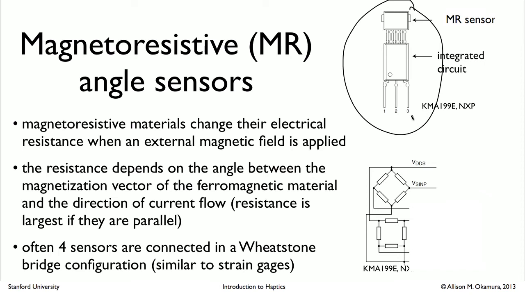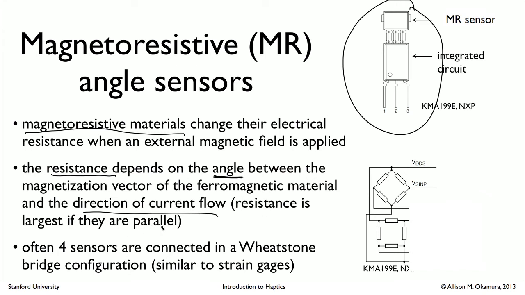So how does this MR sensor work? Well, the sensor uses a special magnetoresistive material, and it's a material which changes its electrical resistance when an external magnetic field is applied. And because you have a magnet which is attached to the end of your motor, and that magnet rotates when your motor rotates, this sensor can measure that rotation because there's a changing magnetic field as the motor rotates. So in this case, the resistance is going to depend on the angle between the magnetization vector of whatever the ferromagnetic material is, in this case the magnet that's just stuck on the end of your motor, and the direction of the current flow in the circuit. And so the resistance will be largest if they're parallel.